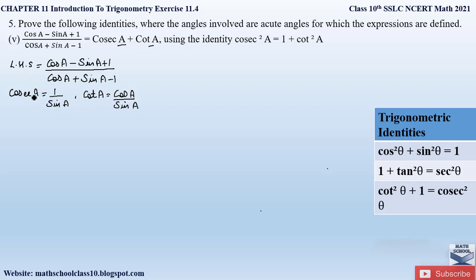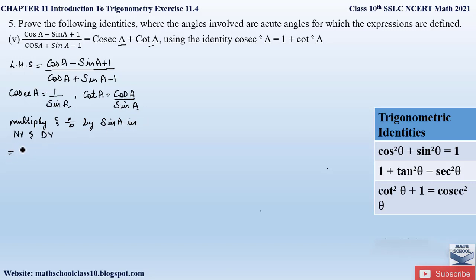Here you can observe for both cosecant and cot the denominator is sin a and sin a. So let us multiply the numerator and denominator by sin a so that we can get these terms cosecant and cot. So write down multiply and divide by sin a in both numerator and denominator.